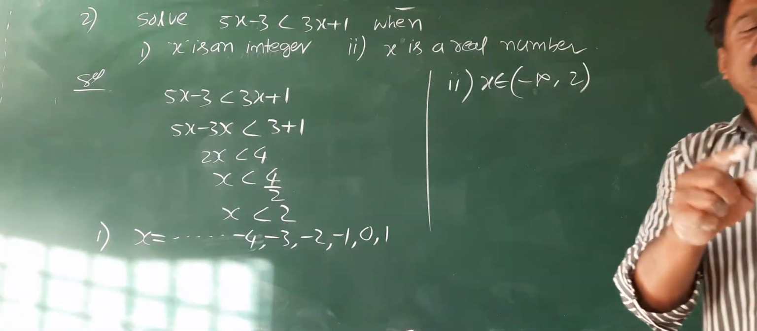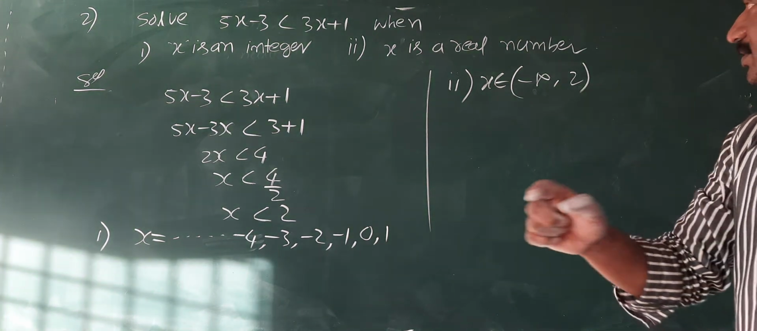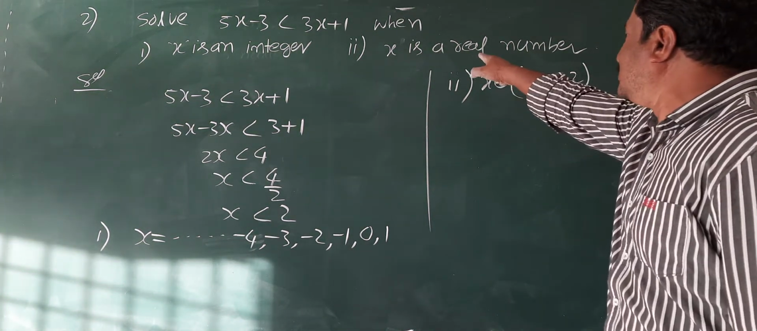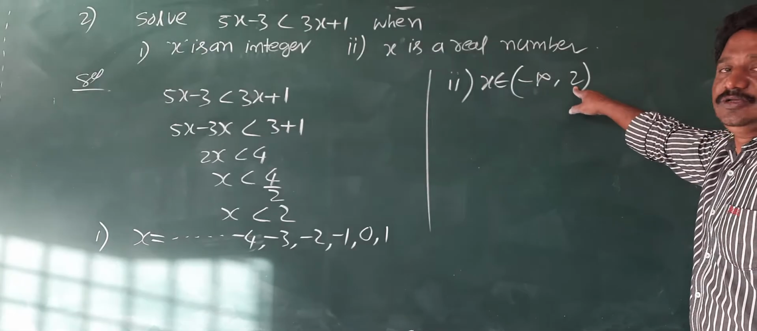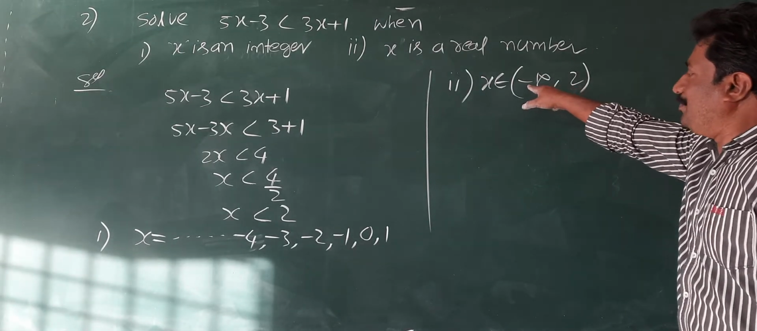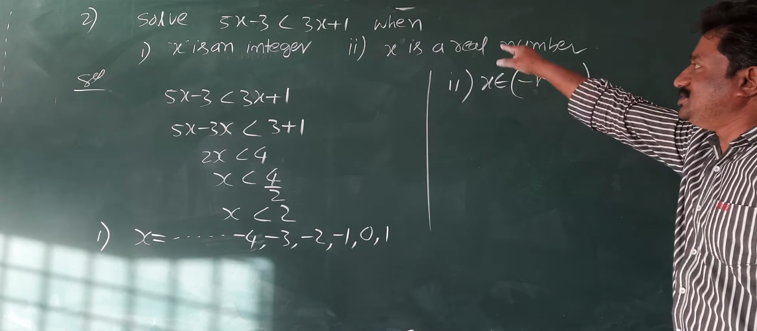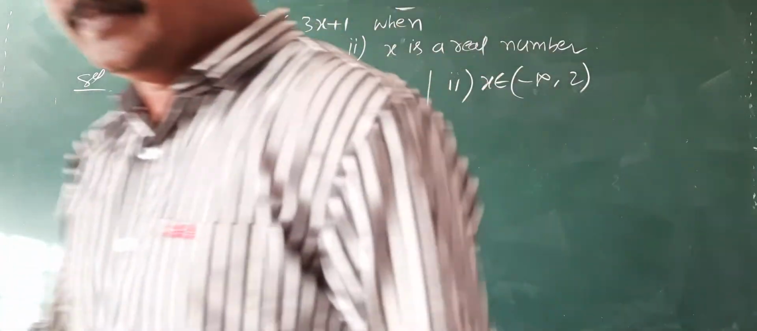You know intervals, don't you, students? So I hope you understood. This is the answer for the second question: all real numbers less than 2, and it will go up to minus infinity. This is the answer for the second question. So right. Okay.